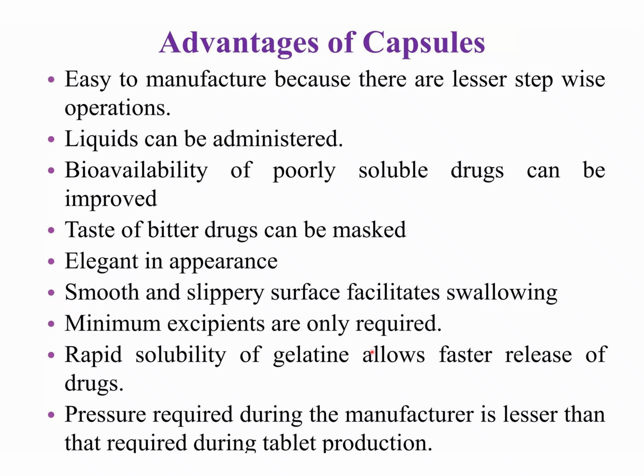Minimum excipients are only required. Rapid solubility of gelatin allows faster release of drug. Pressure required during the manufacturing is less than that required during tablet production. During tablet production, we have seen that upper and lower punches are compressing the tablet, but this type of compression is not needed during capsule preparation.